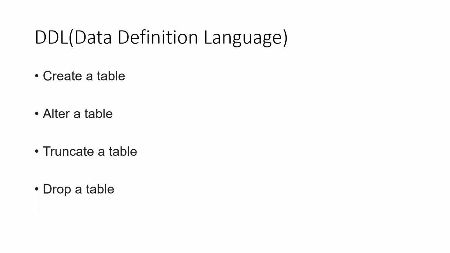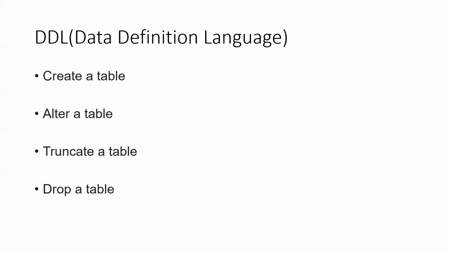If we just want to add a new column, that's a modification. We are altering a table. We are creating a table. We can truncate the table. Truncate means we can remove all the data inside the table. We can drop the table. So those kinds of things can be done by the DDL language.